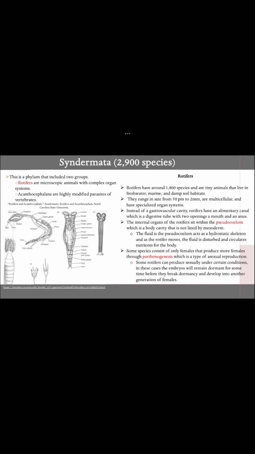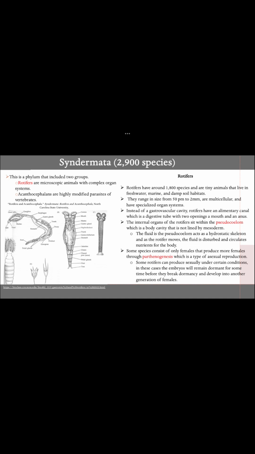The next phylum is Cycliophora, which has 2,900 species. This phylum includes 2 groups: rotifers, which are microscopic animals with a complex organ system, and acanthocephalans, which are highly modified parasites of vertebrates. Rotifers have around 1,800 species and are tiny animals that live in freshwater, marine, and damp soil habitats. They range in size from 50 micrometers to 2 millimeters, are multicellular, and have specialized organ systems.